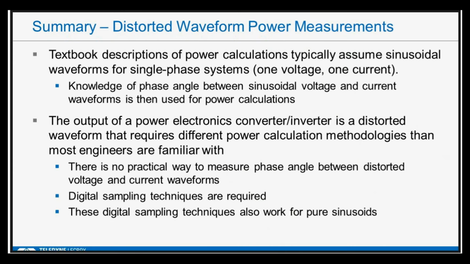Okay, quick summary. Distorted waveform power measurements. The textbook descriptions you may hear for power calculations typically assume sinusoidal waveforms for single-phase systems, so one voltage and one current. In that case, you know the phase angle between the single-frequency sinusoids, and you can use that for power calcs. But once you get distorted waveforms, which are very, very common, you have to use a different methodology. There's no practical way to measure the phase angle. So you have to use a digital sampling technique. And the good news is the digital sampling techniques also work for pure sinusoids.